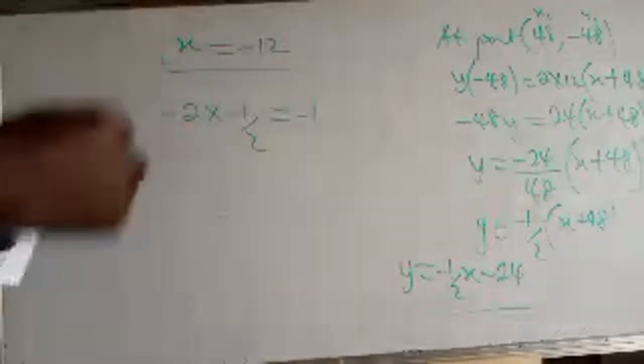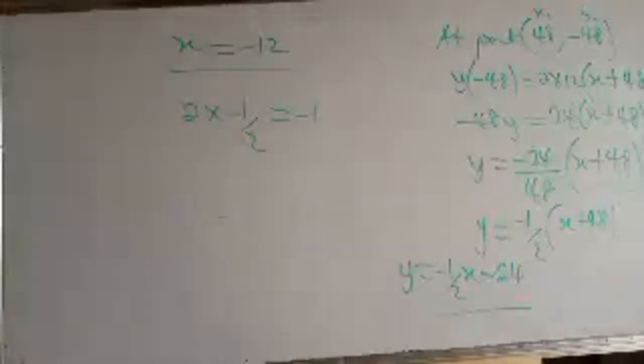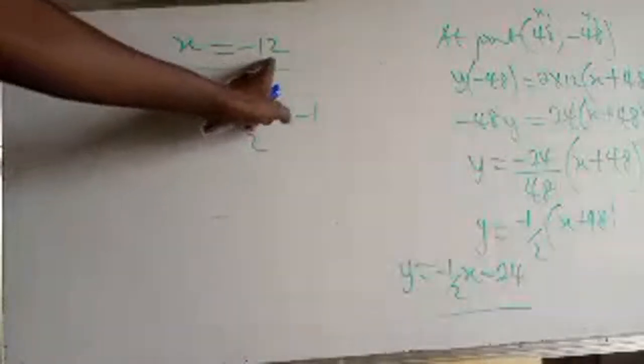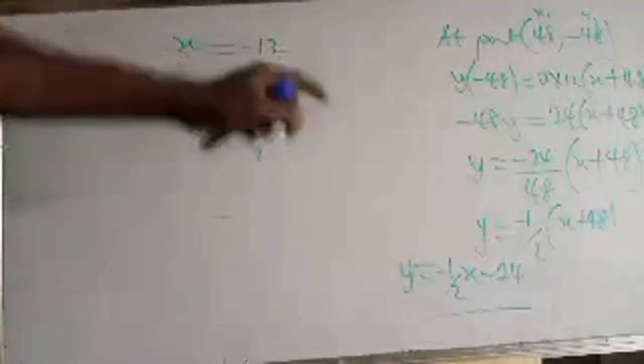So that shows that they are actually at right angles, because the product of their gradients is minus 1. I want you to do this yourself. Equate the y you obtain here to the y you obtain here, find the value of x, and you get minus 12.